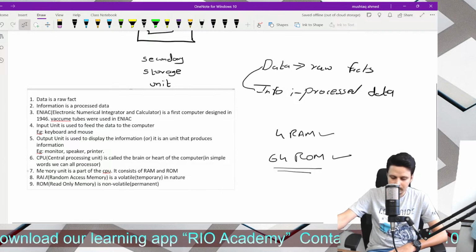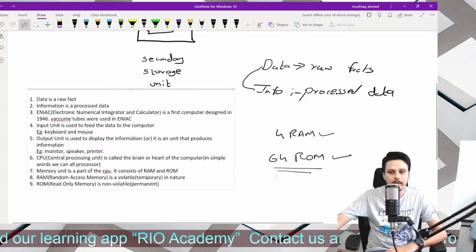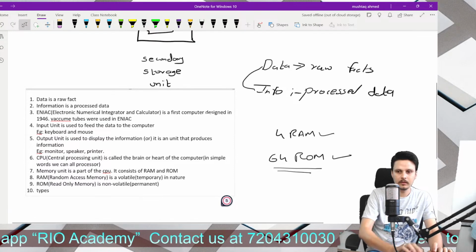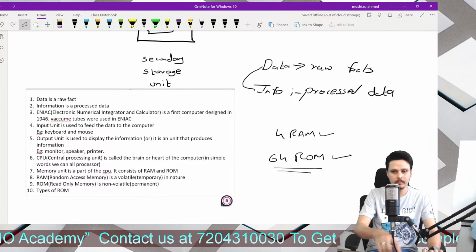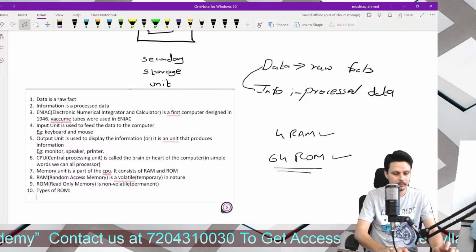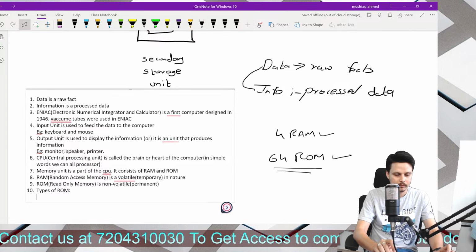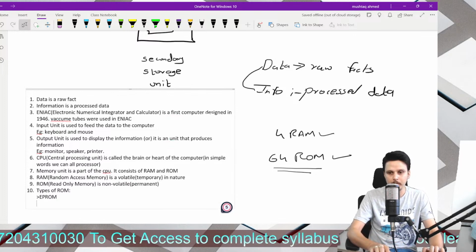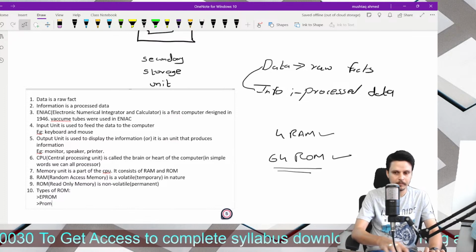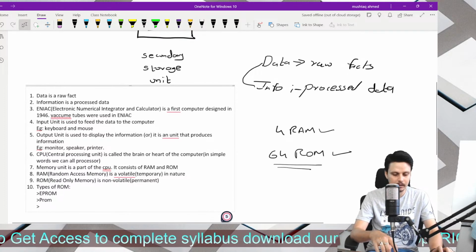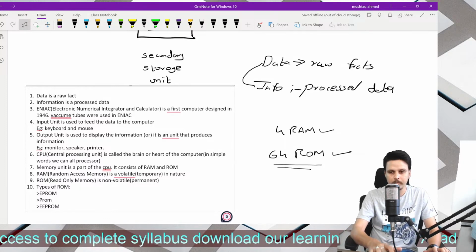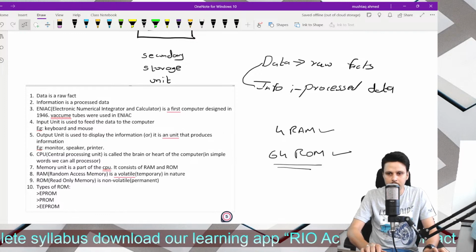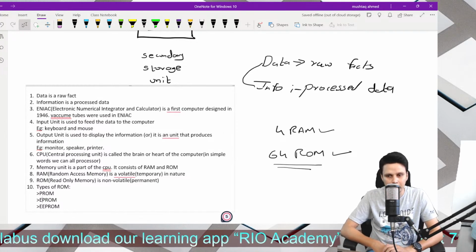There are different types of ROM. First one is EPROM, second one is PROM, and the third one is EEPROM. First I will write PROM, then EPROM, then EEPROM.